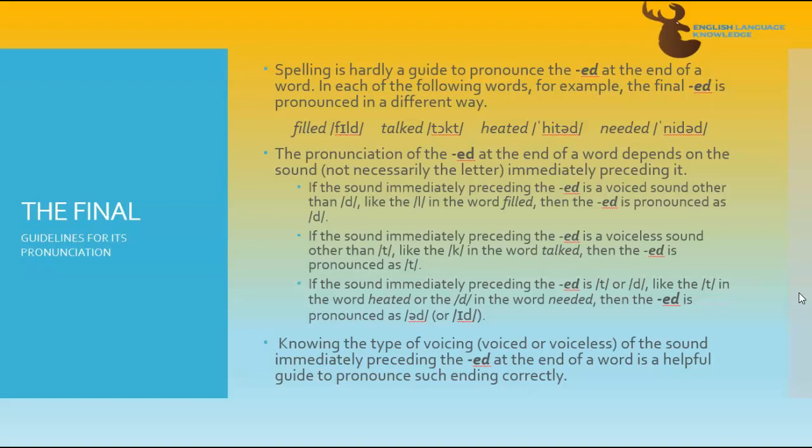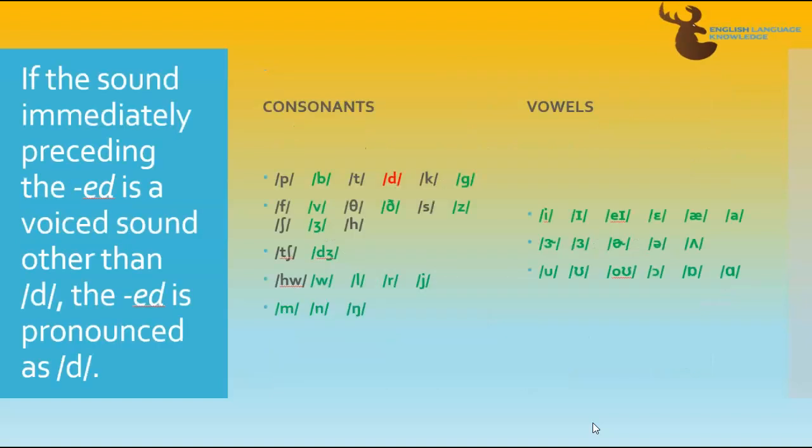Okay? So, as we can see, knowing the type of voicing of the sound immediately preceding the ED at the end of a word is a helpful guide to pronounce such ending correctly. So, if we're clear about what sounds in the English language are voiced and which sounds are voiceless, and we observe what sound is preceding the ED, then we're going to be in a better position to know how to pronounce that ED correctly. Let's look at each rule in detail.